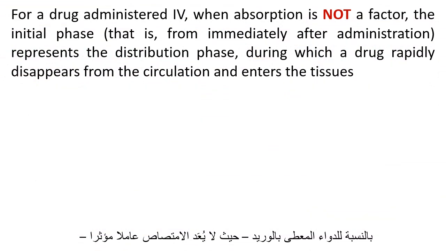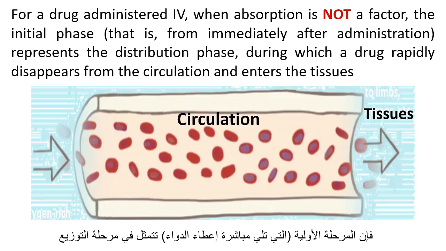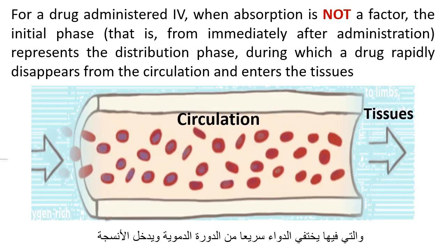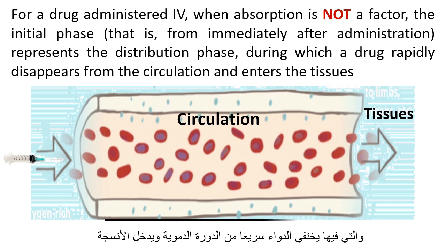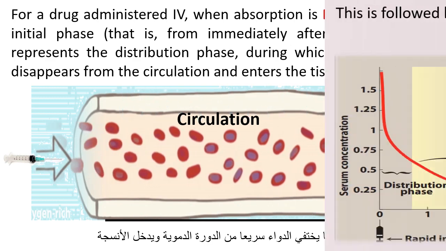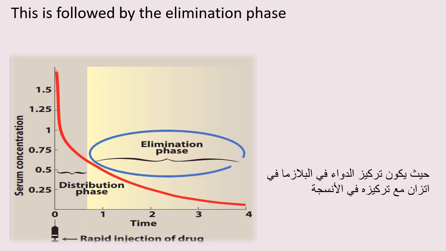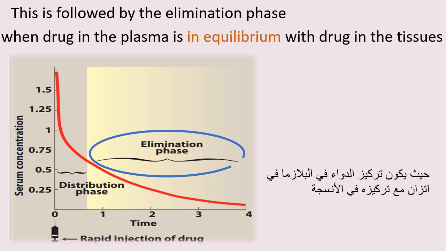For a drug administered IV, when absorption is not a factor, the initial phase, that is from immediately after administration, represents the distribution phase, during which a drug rapidly disappears from the circulation and enters the tissues. This is followed by the elimination phase, when the drug in the plasma is in equilibrium with the drug in the tissues.